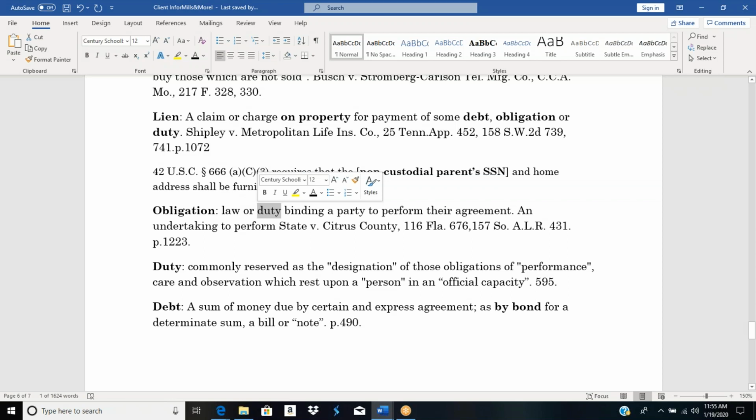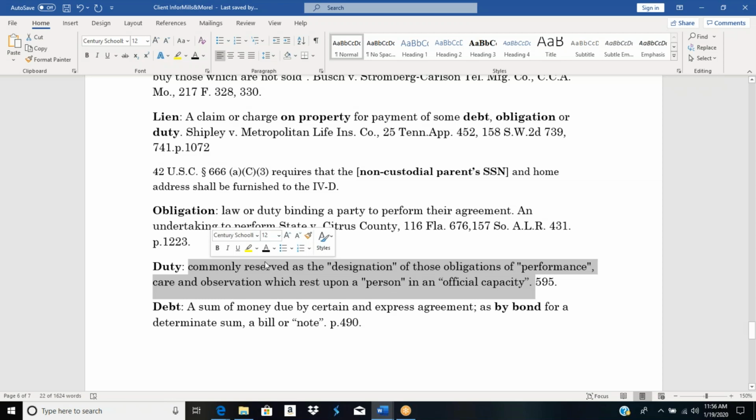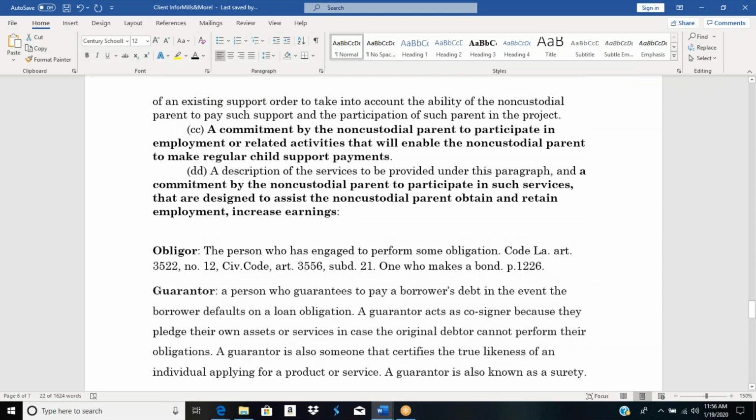Or a duty. A duty only falls upon a person, which is usually the non-custodial parent, pay rent. All right? So once you succeed to that, you got a duty to perform, an undertaking to perform. That's called contract. Duty, commonly reserved as the designations of those obligations of performance, care, and observation which rest upon a person in an official capacity. What is the official capacity of the person who must pay child support? It is the obligor, the person who has engaged to perform.